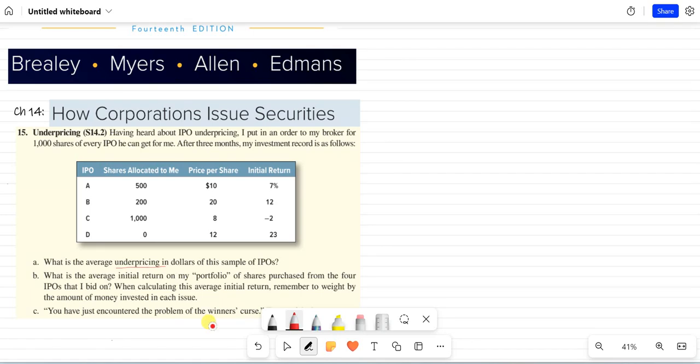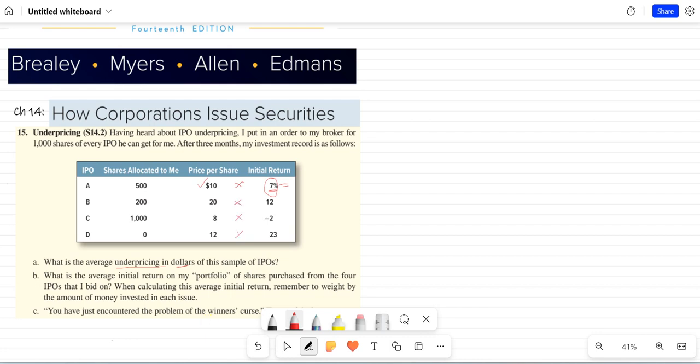To see the underpricing, we know that the initial returns are actually the underpricing. The company sold the stock at $10, and on the first day of trading, the stock rose about 7%. So the underpricing is about 7%, the 7% left on the table for the investors, right? We have to calculate this underpricing in dollars. It's very simple: we multiply the share price with the initial return, 7%. That gives us the underpricing in dollars.